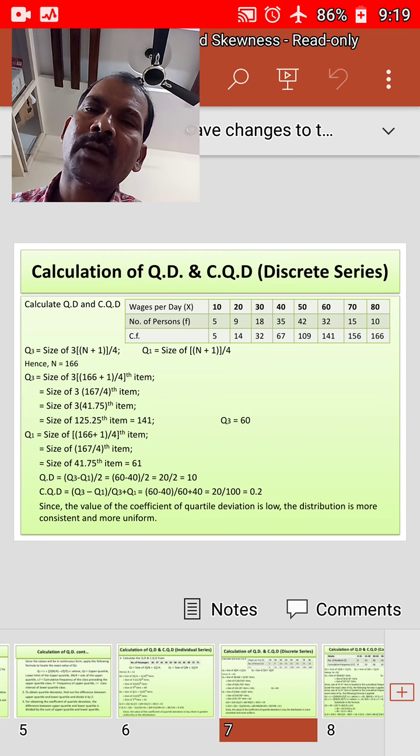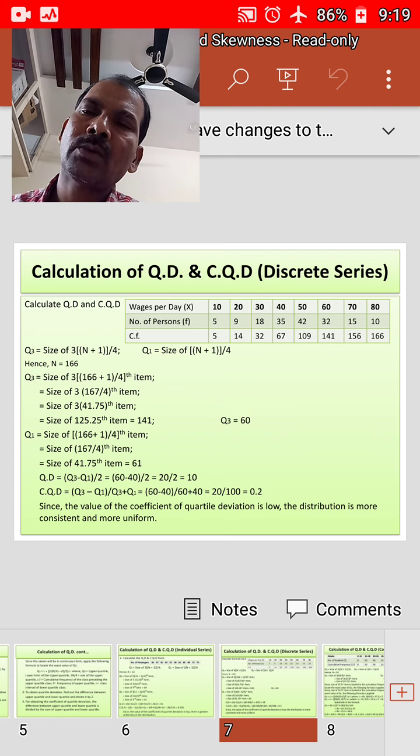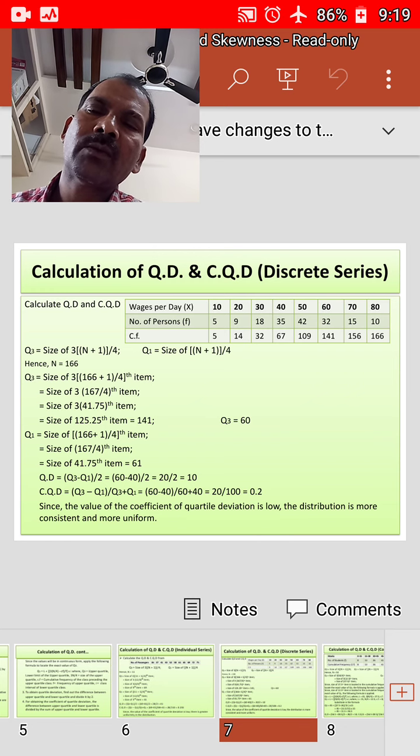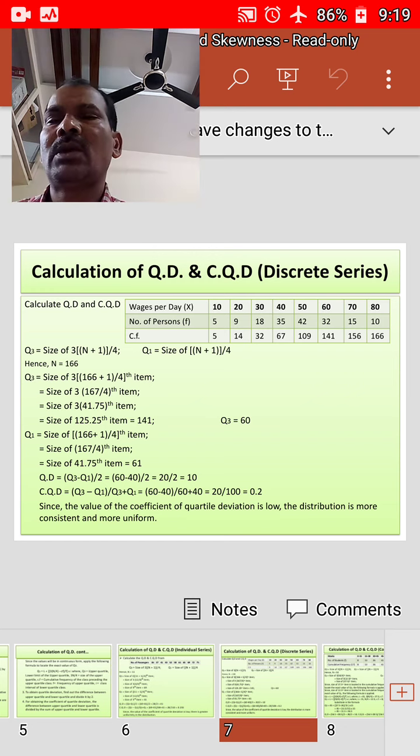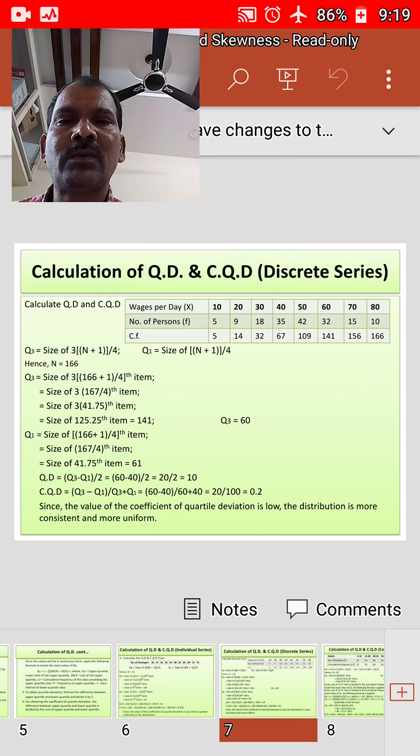Now, we find QD for brand A. Q3 minus Q1 by 2. Q3 is 250, Q1 is 100. 250 minus 100 by 2, that is 150 by 2, equal to 75. The coefficient of quartile deviation for the same is 250 minus 100 by 250 plus 100, that is 150 by 350, which is equal to 0.429.